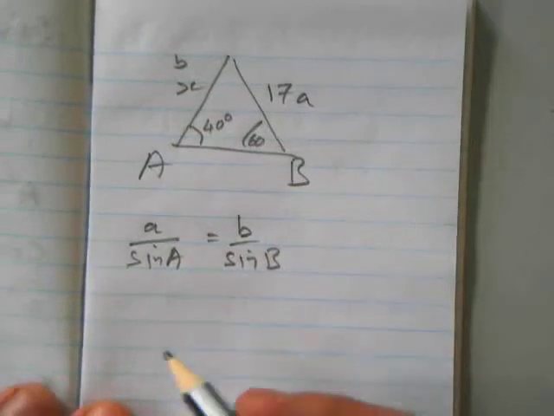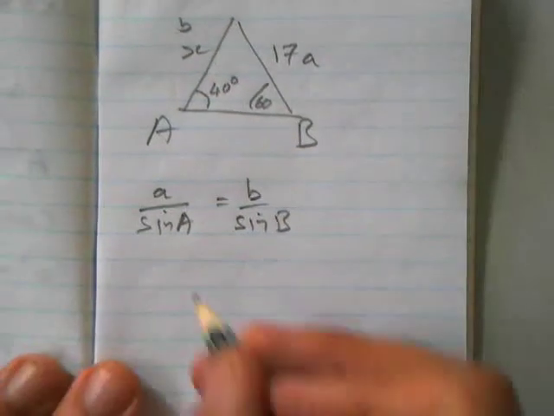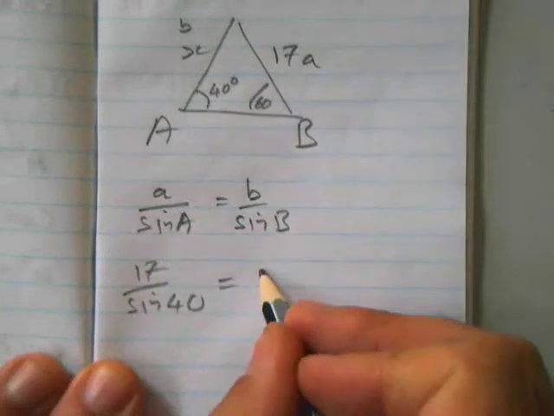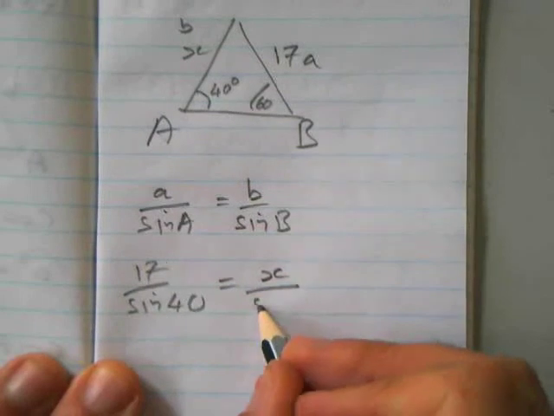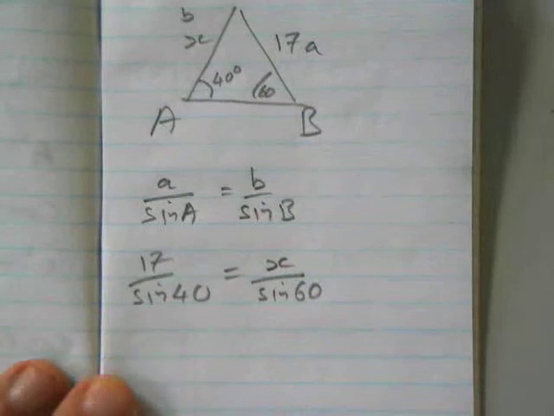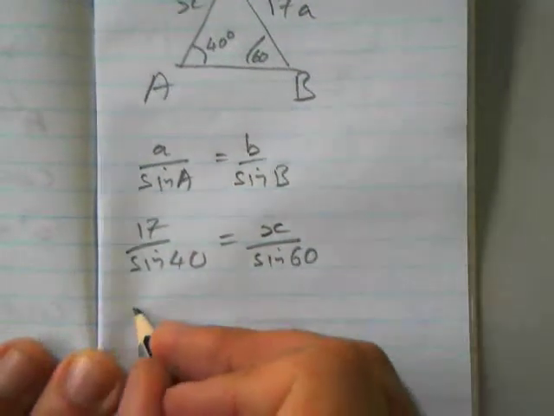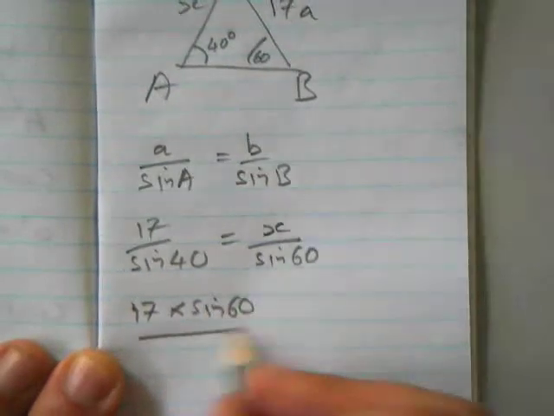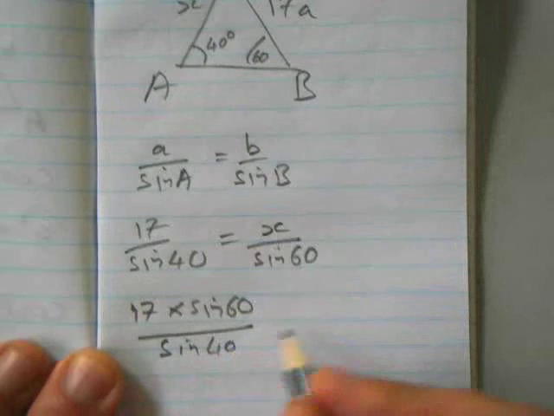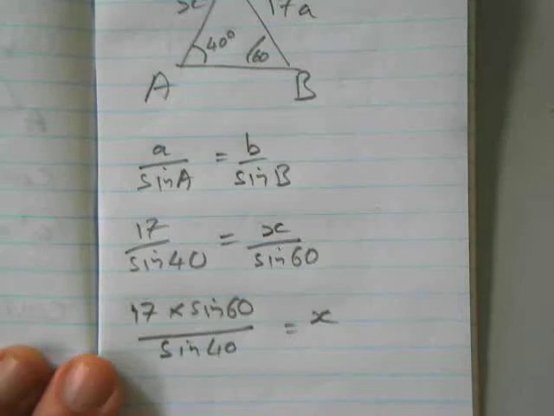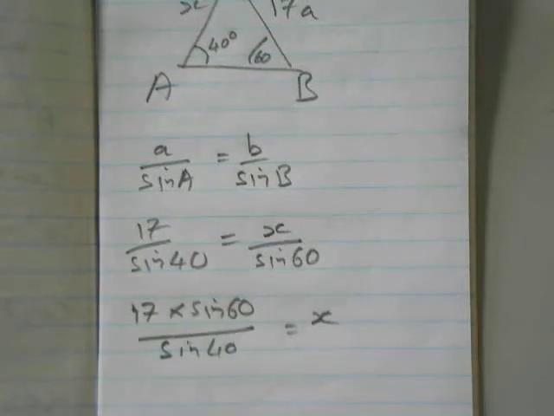So now at this point, it's just a case of substituting in. So I've got 17 over sine 40 equals x over sine 60. And it's a really obvious piece of maths now to say 17 times sine 60 divided by sine 40 equals x. And you bang it into your calculator and away you go. So that's basically the sine rule. All you've got to do.